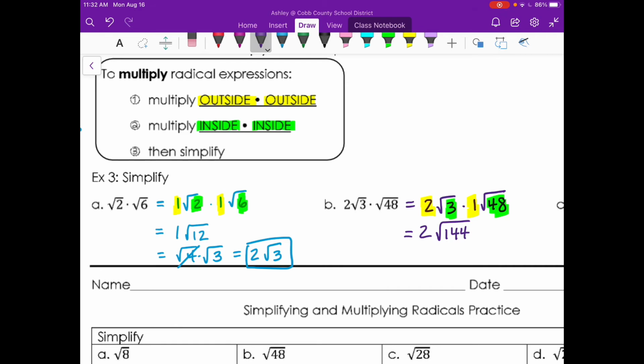And then I want to simplify. I'm going to start looking for perfect squares that go evenly into 144, and actually 144 is a perfect square. 144 is 12 squared, so the square root of 144 equals 12. So I don't have to simplify that one. I actually can just bring a 12 out of the radical, and I will multiply it with the 2 that's already in front. So I bring down my 2, I replace the radical 144 with 12 because those are equivalent. The square root of 144 is 12, and then I will multiply 2 times 12 to get 24.